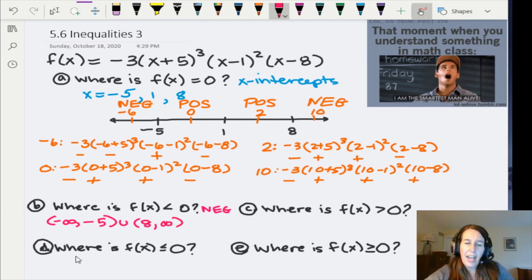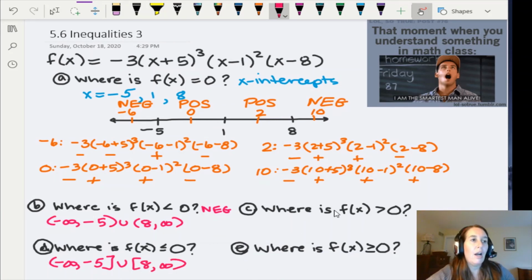Let's do D next, because it says less than or equal to. So what we have to think about is let's change the brackets if we should. So less than would be negative infinity to -5, but now we want to include the -5, 0. And then here we would use a bracket on the 8.